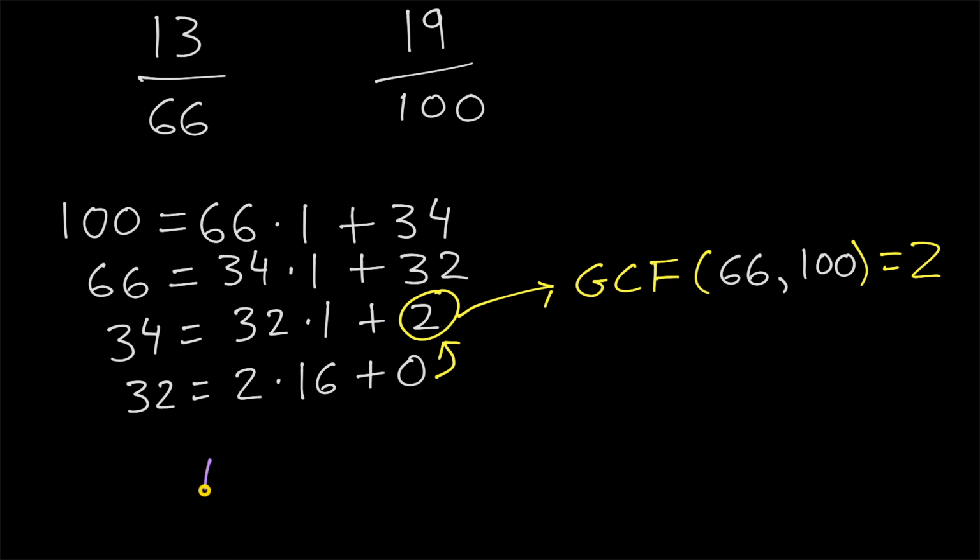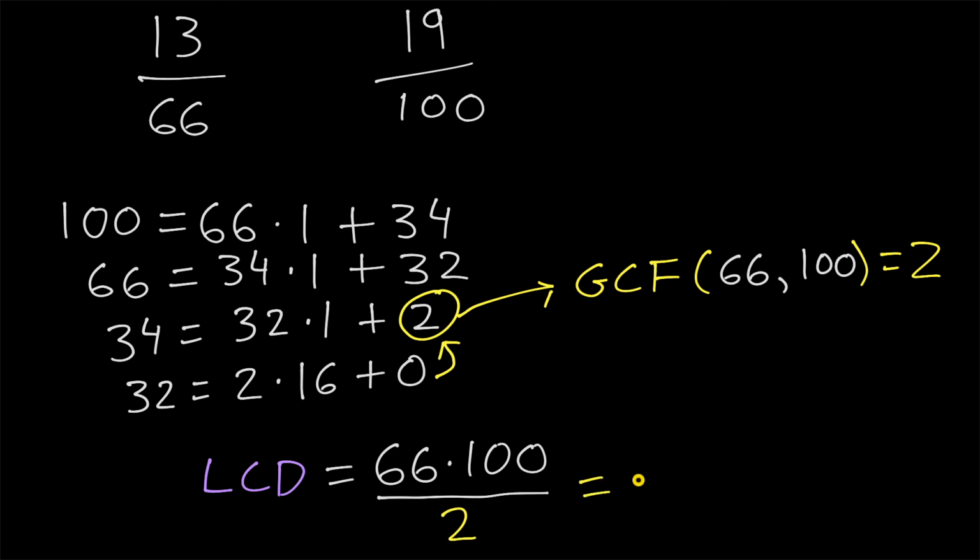Now that we've found the greatest common factor, the next step in finding the LCD, the lowest common denominator, is simply to multiply the two denominators. So you're going to multiply 66 by 100, and you're going to divide it by that greatest common factor, the 2. 66 times 100 is equal to 6,600. And you're going to divide that by 2, which is equal to 3,300.